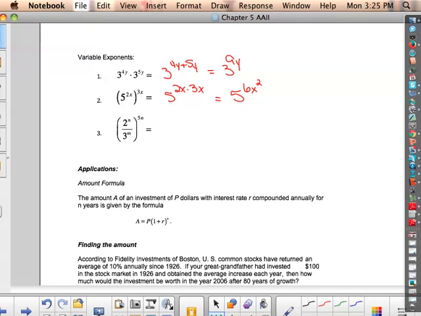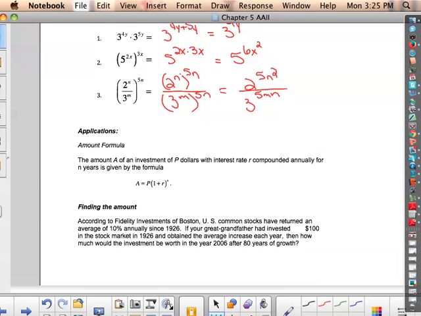And in number 3, I have 2 to the n over 3 to the m, all raised to the 5n, which is going to give me 2 to the n raised to the 5n over 3 to the m raised to the 5n. And I'll just multiply those powers. That will give me 2 to the 5n squared over 3 to the 5mn.